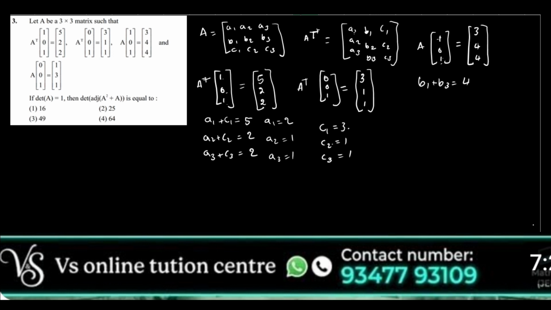Now they gave one more relation, A into 0, 0, 1. That is equal to 0 into A1, A3, B3, which we already know. So 0 into A3, C3 we know. So 0 into B1, 0 into B2, 1 into B3. So B3 is equal to, they gave the relation 1, 3, 1, so B3 is equal to 3, and B1 is equal to 1. Now we know the A matrix.